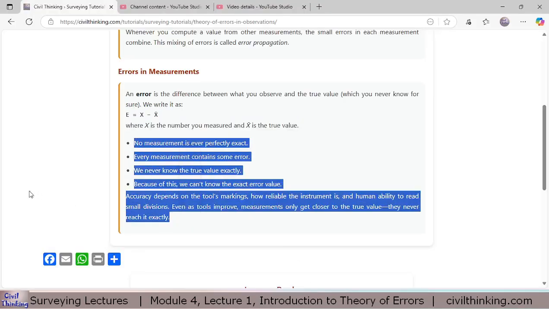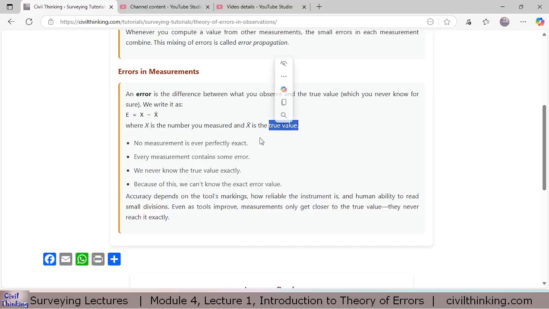Now let us talk about this. No measurement is ever perfectly exact. I have told you we never know the true value. Whatever you measure, however precisely, however experienced the surveyor is, no measurement will be free from error. Every measurement contains some error. It will always be there, so our job is to minimize it. Because we never know the true value, we cannot know the exact error value.